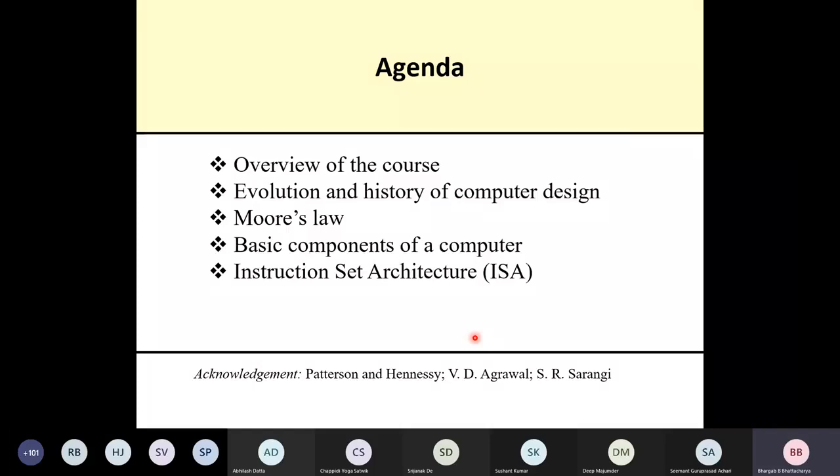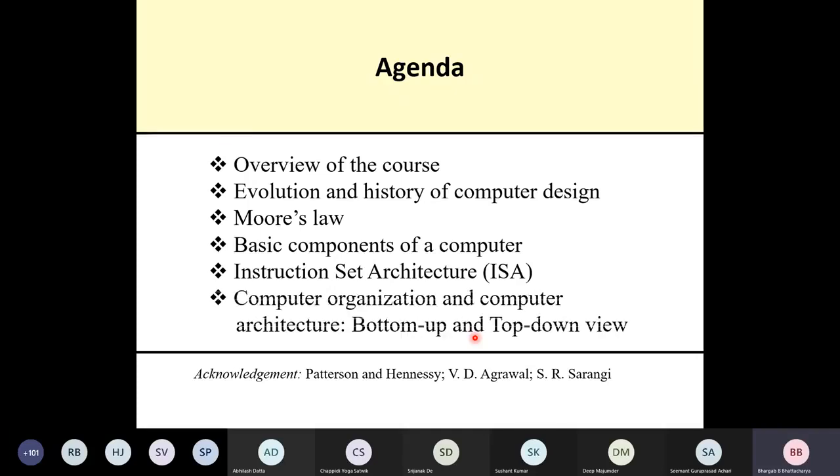And this term we'll use throughout the course many times, instruction set architecture or ISA, because the understanding of instruction set architecture is most important when you talk about computer organization and computer architecture. And then we'll talk about computer organization and architecture, which is essentially a bottom-up and top-down view.